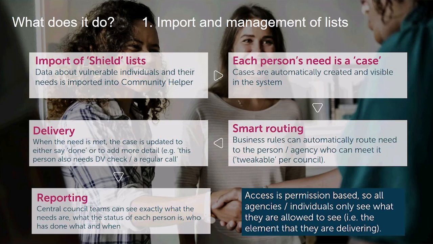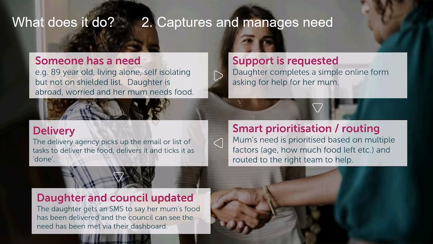The second way that the system helps is it has a dynamic form. So in this example, if you imagine there's an 89-year-old lady living by herself, self-isolating, so can't go out, but she's not on the shielded list. Her daughter lives abroad and she's worried that her mum needs food. Her mum's told her she's got less than 3 days' food in the house. The daughter completes the dynamic form asking for help for her mum.